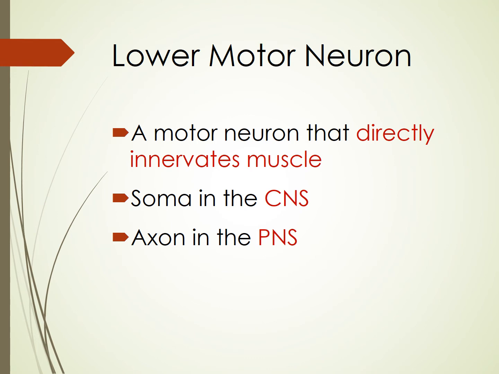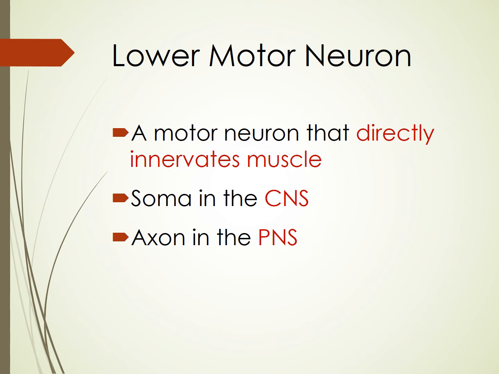A lower motor neuron is that voluntary motor neuron that is going into the periphery and directly innervating muscle. Regardless of whether this neuron is located in a cranial nerve or located in a spinal nerve, the lower motor neuron will have its soma within the CNS. If it is a cranial nerve, that soma will be located in a nucleus within the brainstem. If it is a spinal nerve, that soma will be in the ventral horn. The axon of the neuron will be within the peripheral nervous system.